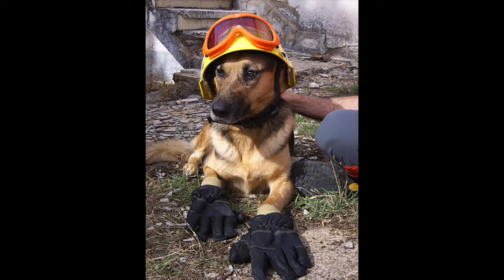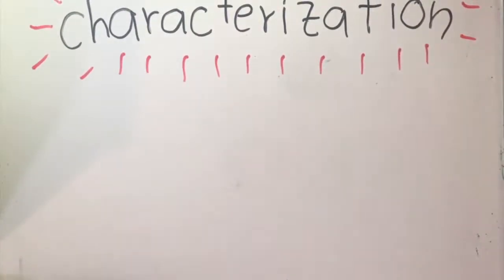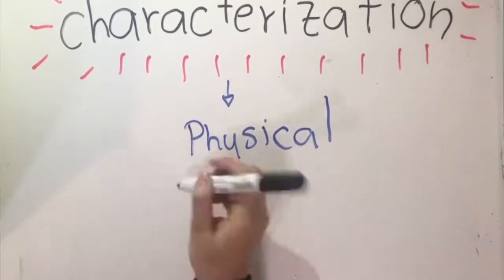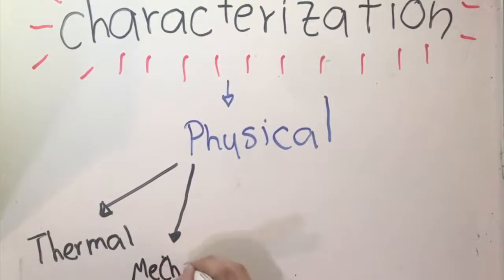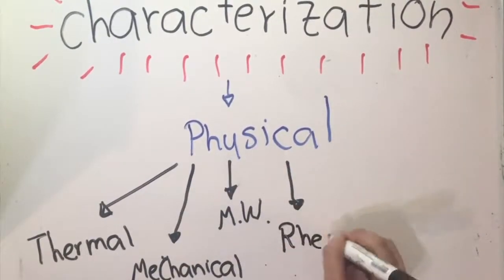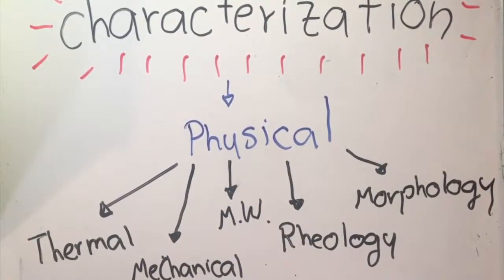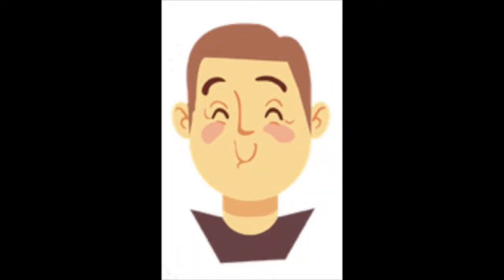We can divide physical characterization methods depending on their purpose. Some of the characteristics which are usually analyzed in a polymer are thermal transitions, mechanical behavior, molecular weight, the flowing behavior, morphology, among others. Whoa, more to learn! Tell me more about these characterization methods.